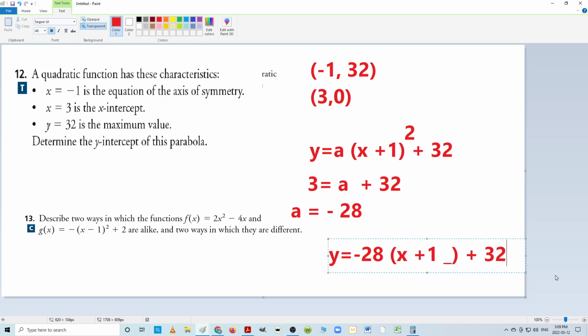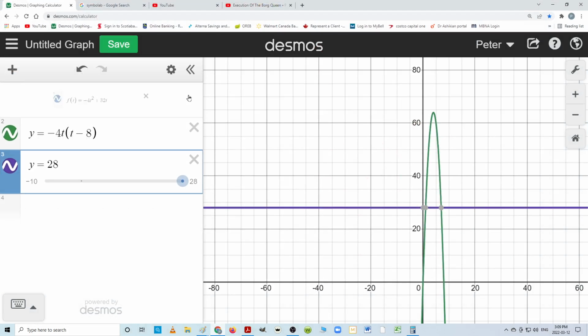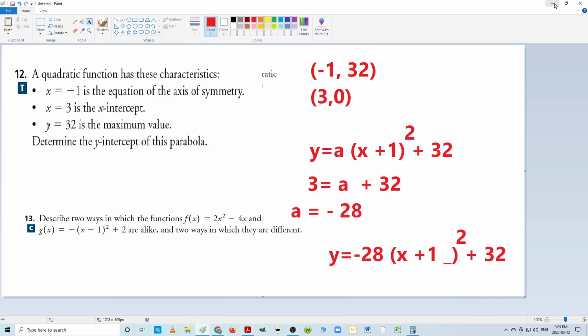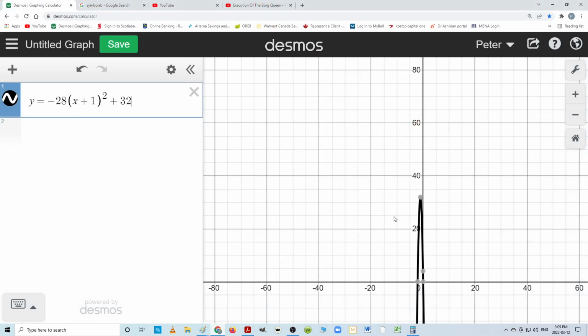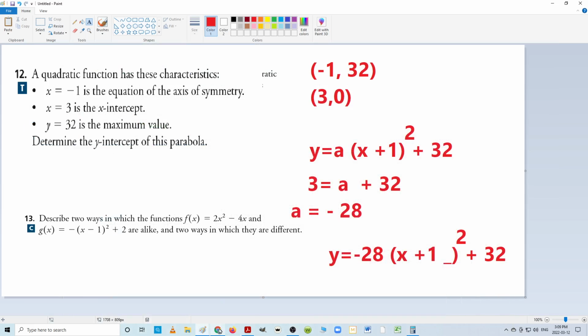Now the secret is you put it into a graphing calculator. Excuse that little mark there. And you see if you achieved all your goals that they wanted you to achieve. I can't remember if that was the thing I wanted. Minus 28, x plus 1, and 32. Okay. And then you just hit a home button to see. Nope, I got it wrong. So I have to try and see what I did wrong there.